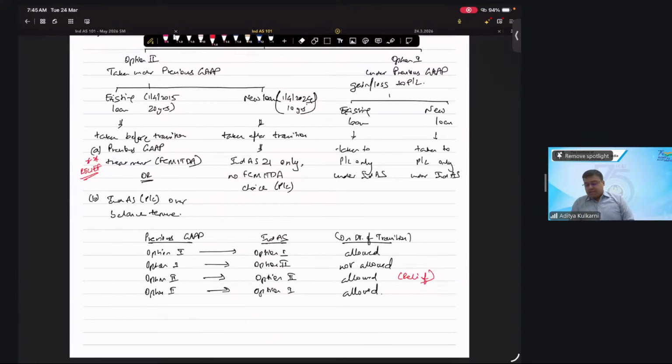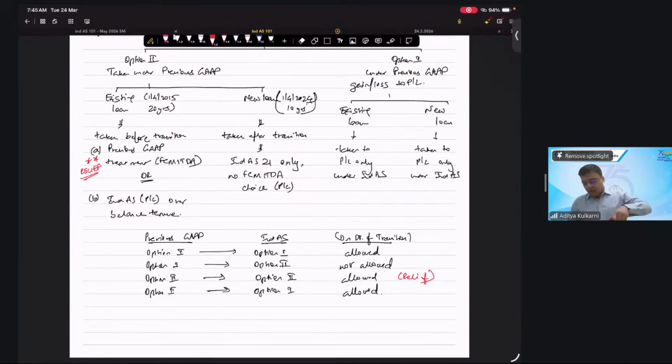All right. Next, option 2 under previous GAAP versus option 2 under Ind AS. That means what? Option 2, you have taken the forex gain or loss prior to transition, either in fixed assets or in FCMITDA. Are you able to understand? Yes, sir.